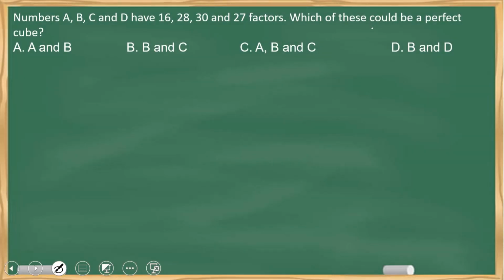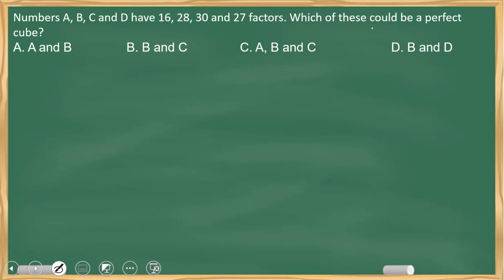Next question. The numbers A, B, C and D have 16, 28, 30 and 27 factors. Do you understand the point here? Now, which of these could be a cube? Which of these could be a cube?